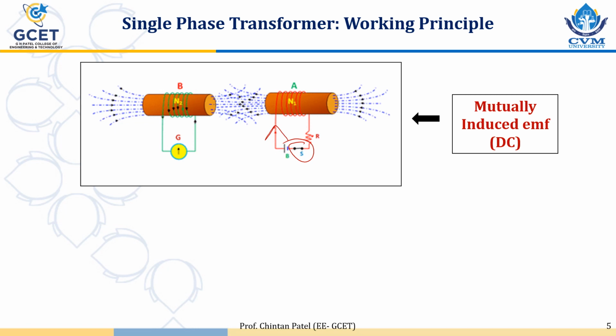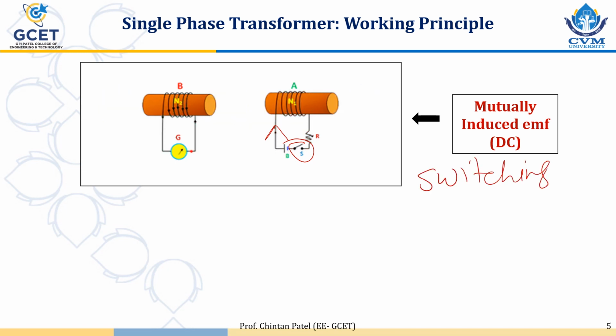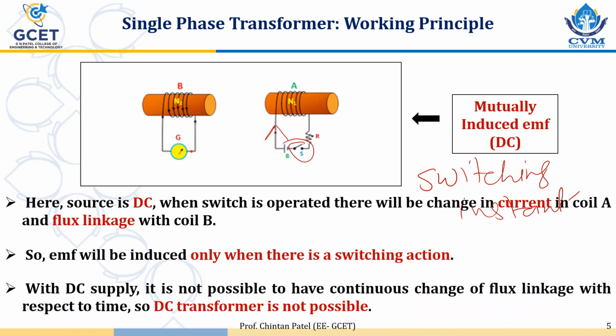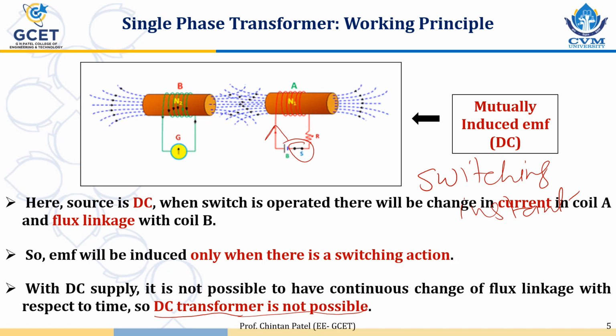So if the source is DC, there will be induced EMF in coil B only during the switching instant. That means when we close the switch, EMF is induced. When we open the switch, EMF is induced. At all remaining instants, EMF will not be induced because flux linkage remains constant. And due to this reason, a DC transformer is not possible, because when the source is DC, the flux produced by the primary is steady or constant.